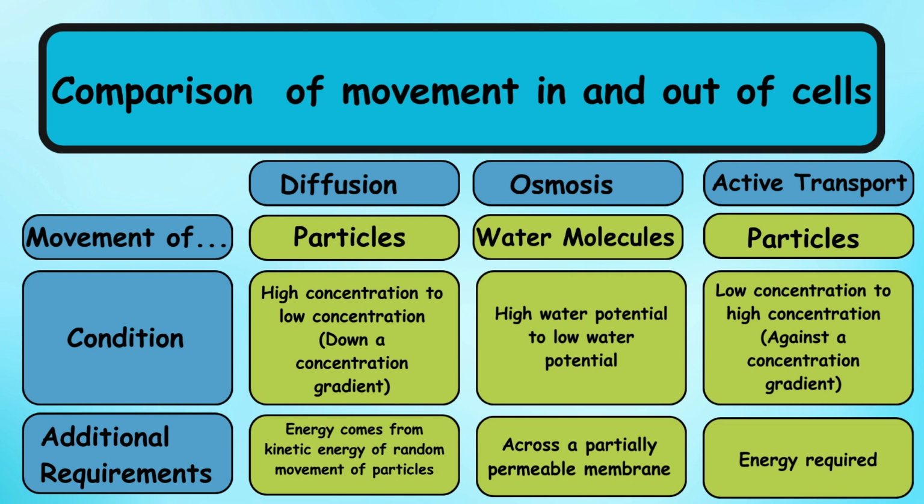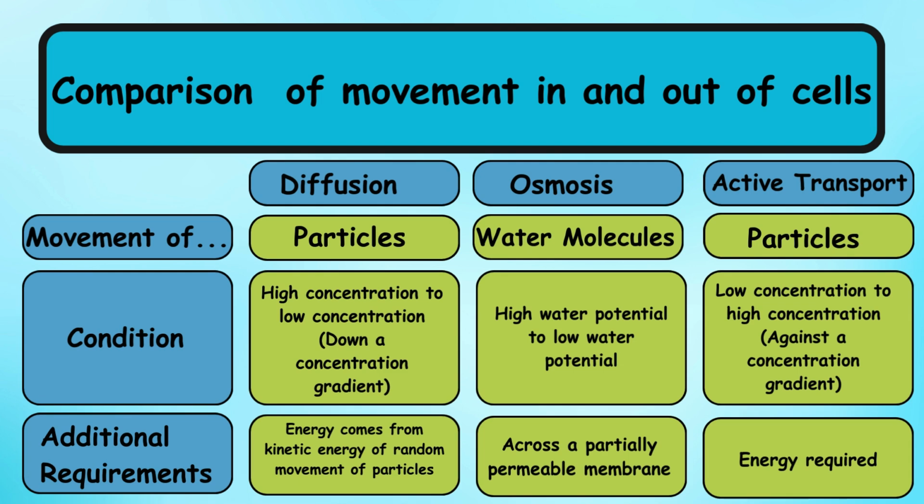Let's take a look at the comparison between the three processes that facilitate movement in and out of cells. In the case of diffusion and active transport, we are talking about the movement of particles, whereas osmosis involves the movement of water molecules. In diffusion, the particles move down a concentration gradient, and in active transport, the particles move against the concentration gradient.